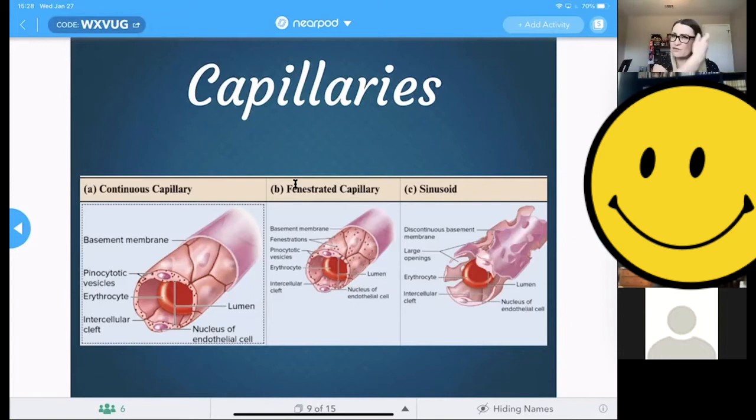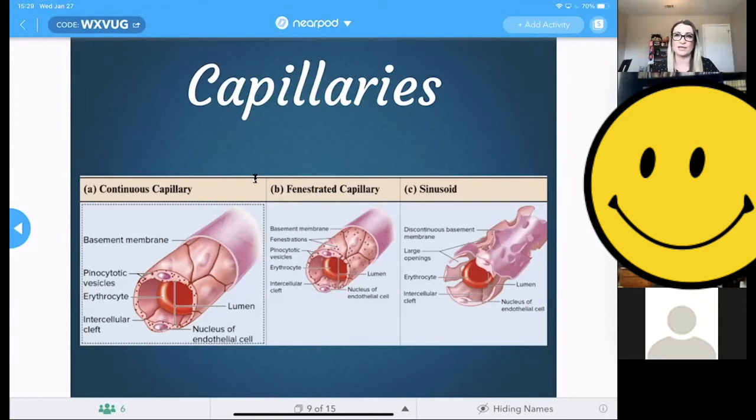Continuous capillaries are pretty restrictive as far as what can exit the blood vessel. So they keep most of the larger things in the blood, and only fluid and soluble things and small things can pass through. But fenestrated capillaries, due to these fenestrations, allow maybe some small proteins to exit or enter the blood. And we see fenestrated capillaries in kidneys, also in the small intestine, and most endocrine glands as well.